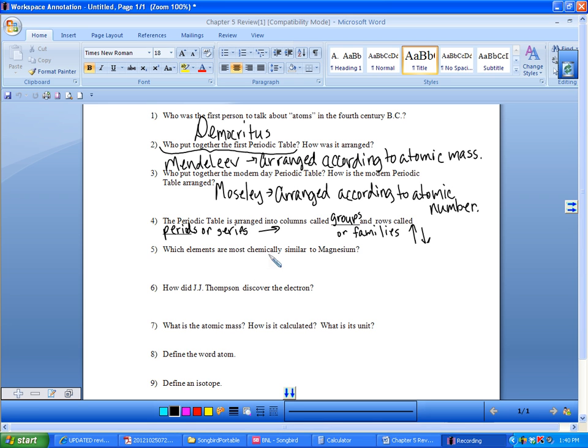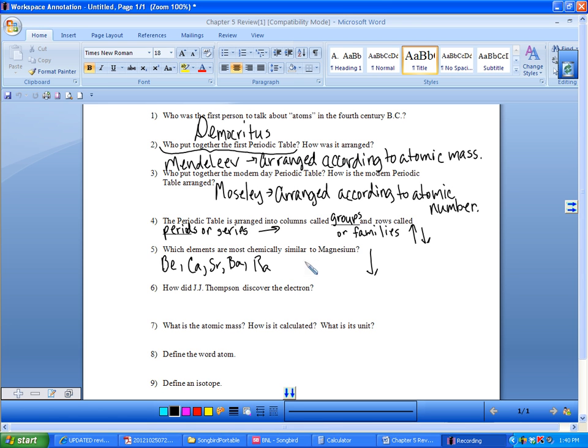Which elements are most chemically similar to magnesium? So I want to look at that family. I want to go down that family. It's in 2A, I believe. And that's our alkaline earth metals. So they're all metals. So everybody in that group is going to be similar to magnesium. So I'm just going to list them. I have beryllium, calcium, strontium, barium, and radium. And they're all in the family called alkaline earth metals.